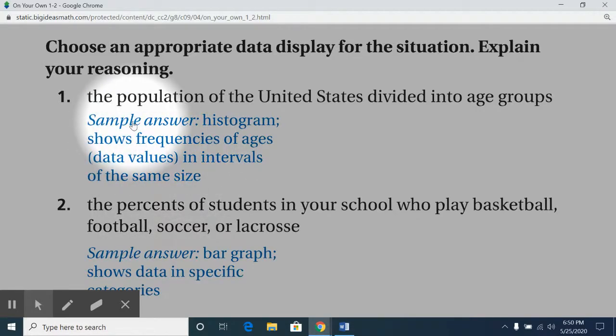Sample answer. See how it says sample answer, because there are multiple possibilities. A histogram breaks things into groups. It says it shows frequencies of ages, data values in intervals of the same size. So a histogram is possible here. Now, number two, it says percent. A sample answer is a bar graph because it shows data in specific categories. Another really good answer here, because it's percent, is a circle graph or a pie graph. So that's another really good answer here.